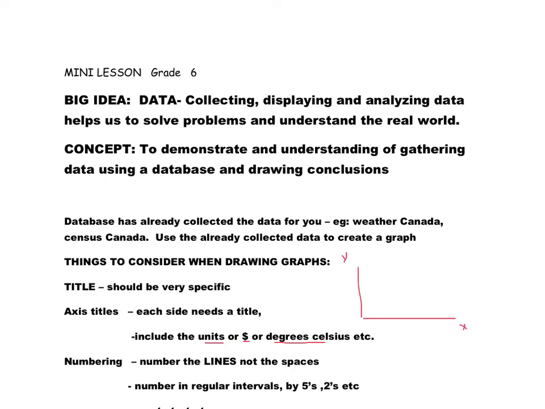When you are numbering, it's really important to number the lines, not the spaces, because it's very hard to see if a dot is in the middle of a space or a bar goes to the middle of a space. It's very hard to see what that's actually supposed to be. It's not as exact as it can be. So just like we did when we were doing the patterns unit and we talked about numbering the lines, continue on with that same practice, numbering the lines, not the spaces.